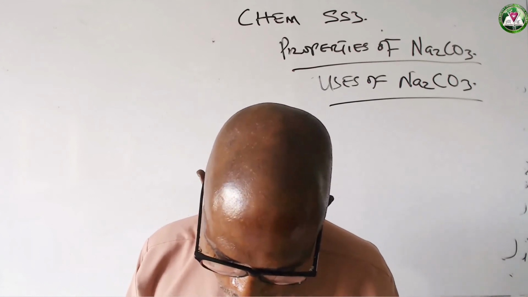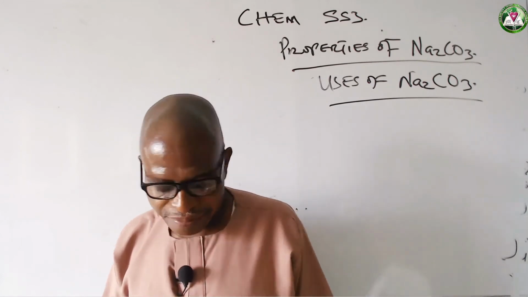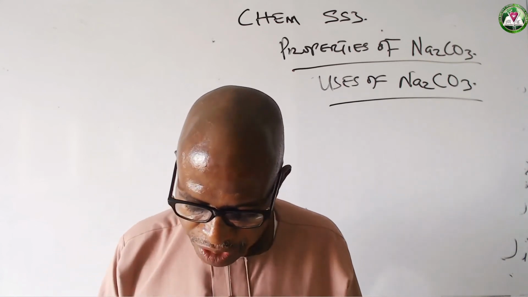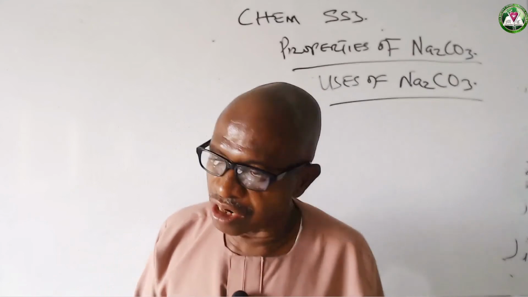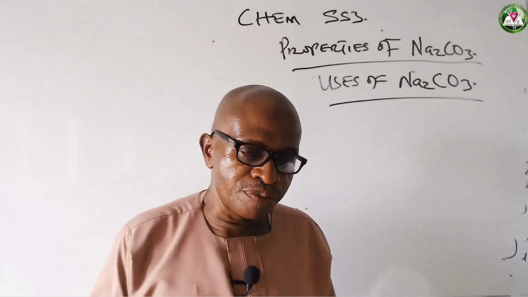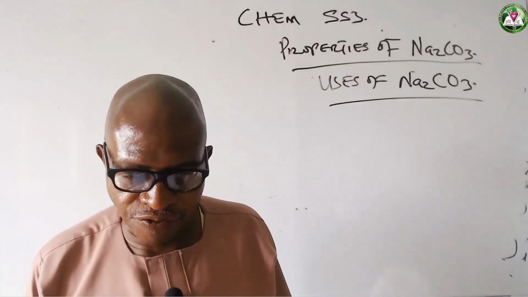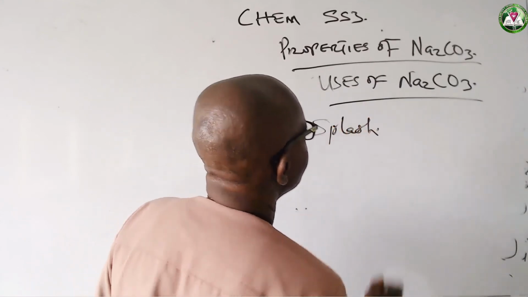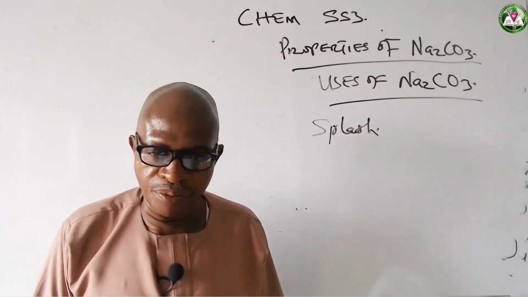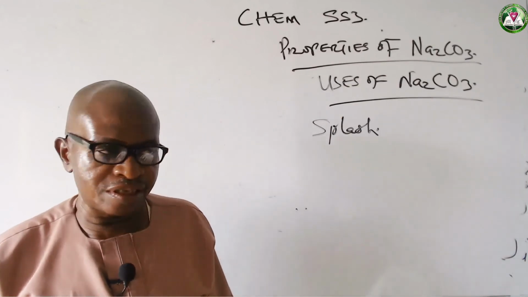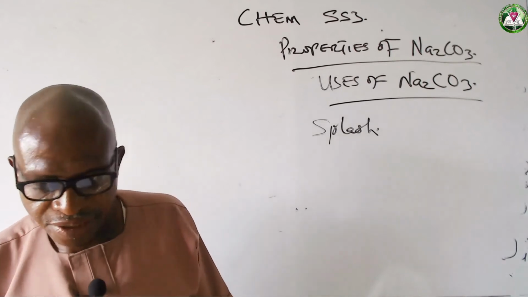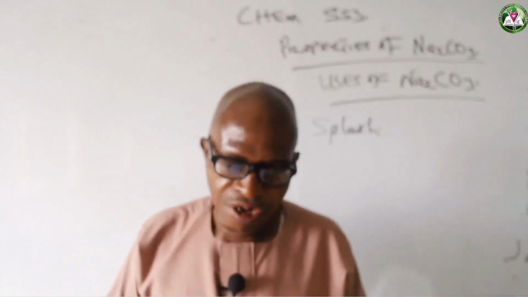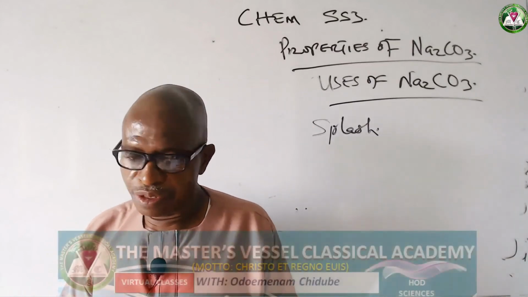Number 4, in the manufacture of paper. Number 5, in the treatment of acid splash on skin. When acid pours on your body, maybe you are doing an experiment in the laboratory, perhaps you are not very careful, and concentrated acid pours on your skin.